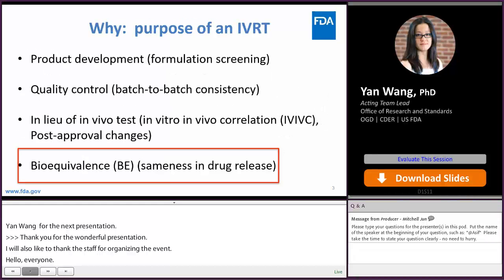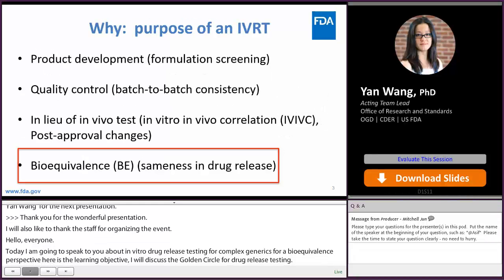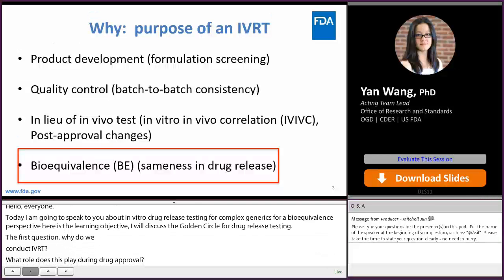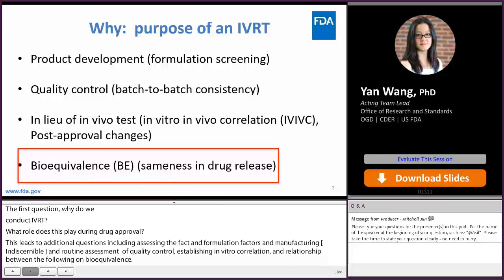The first question: why do we conduct IVRT? What kind of role can IVRT play during product development and approval? The slide here lists 4 key objectives of IVRT, including assessing the effect of formulation factors and manufacturing methods on drug product, routine assessment of quality control to support batch release, establishing an in vitro in vivo correlation or relationship, IVIVC, IVIVR, and supporting evaluation on bioequivalence. I will be focusing on IVRT for BE purpose in today's talk.